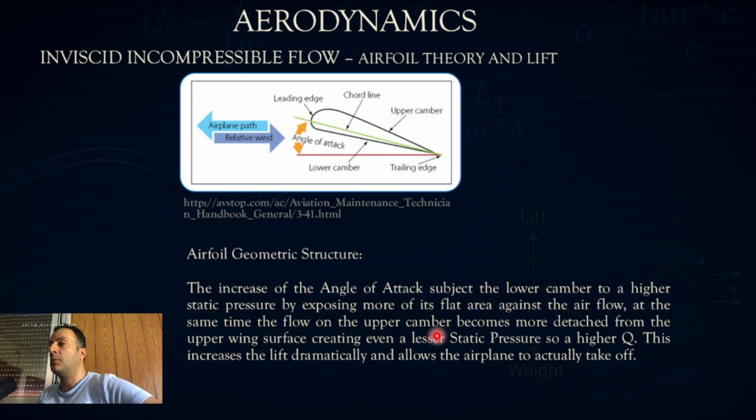At the same time, the flow on the upper camber becomes more detached from the upper wing surface, creating an even lesser static pressure, so a higher dynamic pressure, because the curvature of the wind on the upper camber becomes like this, okay? So this increases the lift dramatically. Of course, there's a critical angle. You cannot go over it. Otherwise, you would get a more turbulent flow and actually a flow separation, meaning that the boundary of the air flowing above the upper camber could detach from the wing. So this increases the lift dramatically and allows the airplane to actually take off.